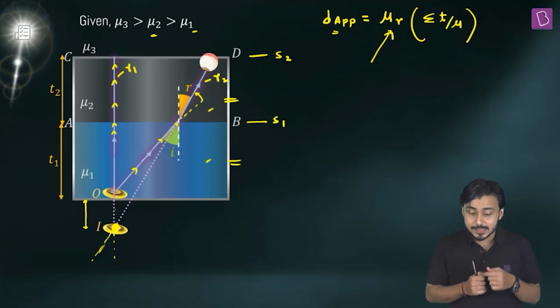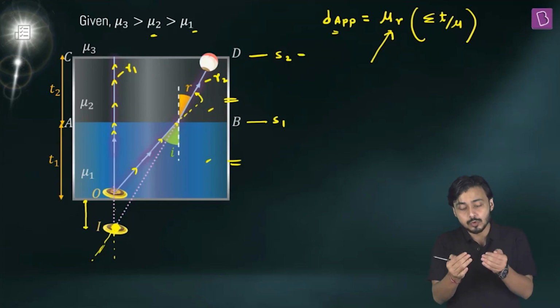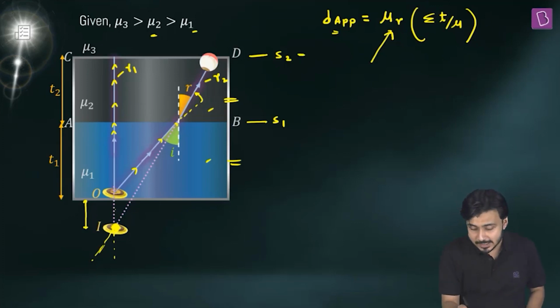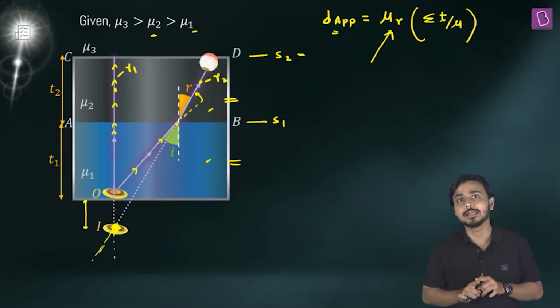Here, the final refracted rays are present in mu3 or mu2? The answer is mu2. Why mu2? Because the observer itself is in mu2. So before the second refraction, before the rays go into mu3, they will be captured by the observer, right? So the refracted rays for our purpose in this case are present in mu2 only, correct?